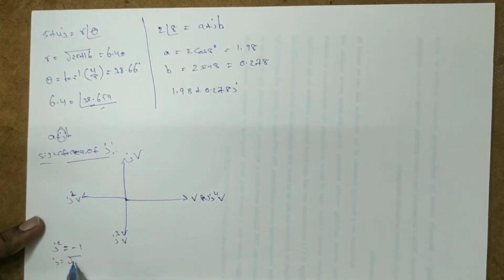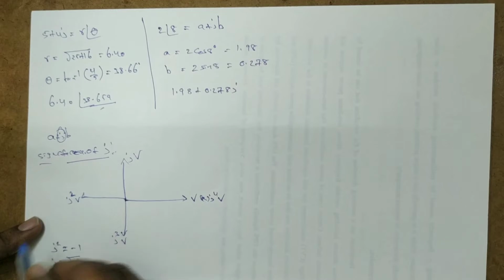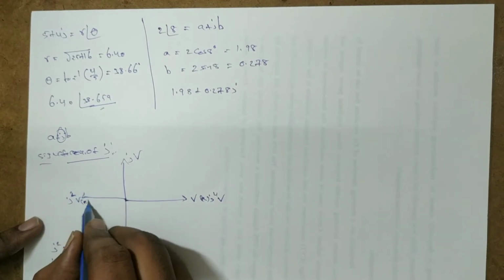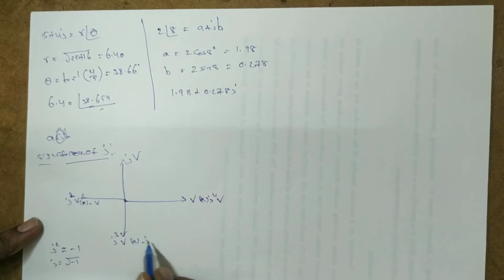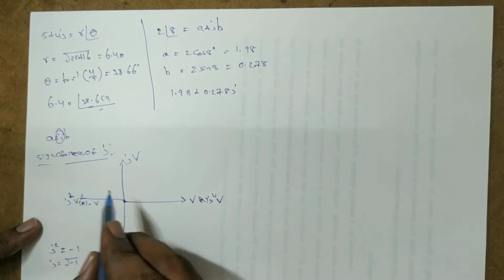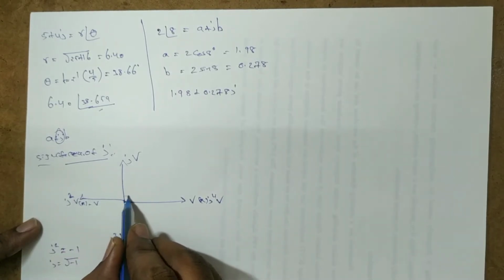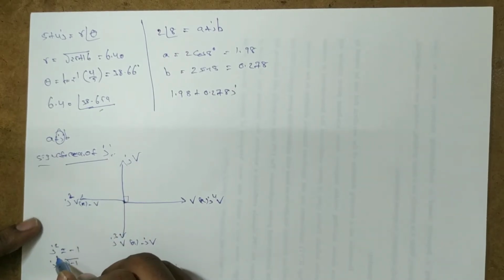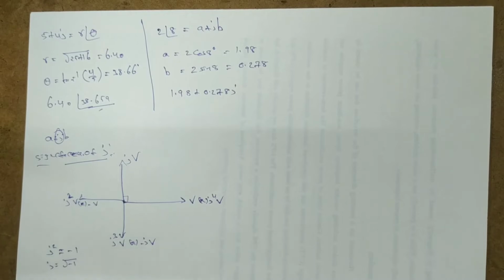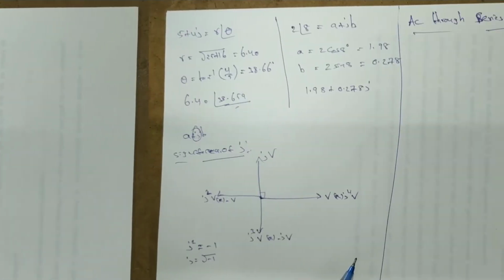If we add j to any vector, its angle is shifted in counterclockwise direction by an angle of pi by 2. So j square value is minus 1, because V is in the right side direction and j square V is in the left side direction, so its axis is reversed. So j square is minus 1, j value is root of minus 1. Similarly, j cube means minus j, and j power 4 means nothing but 1.